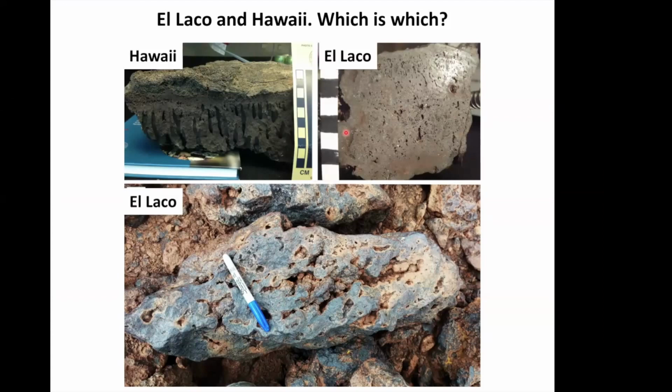Here are the answers. So the top left, this is vesicular basaltic lava flow from Hawaii. And we know now extremely well by experimental and theoretical studies how these vesicle pipes form. And it's by degassing after the lava flow vents to the surface. And I just want you to keep in mind the similarities between these textural characteristics at Hawaii and El Laco on the right and left and bottom of the screen.